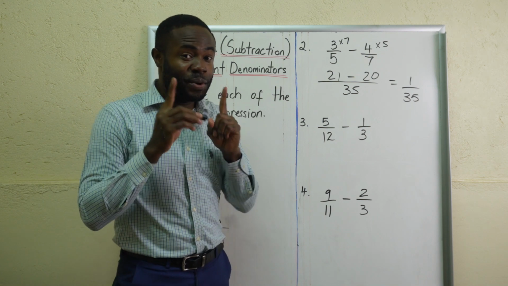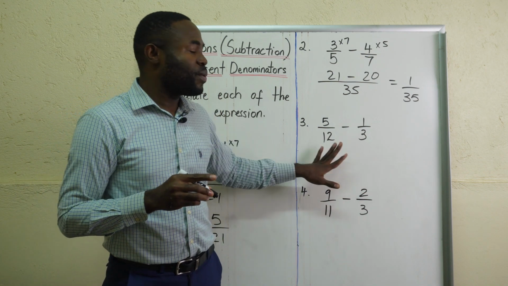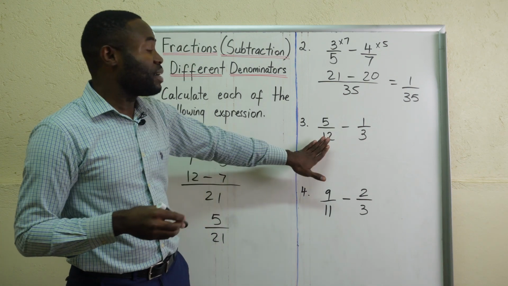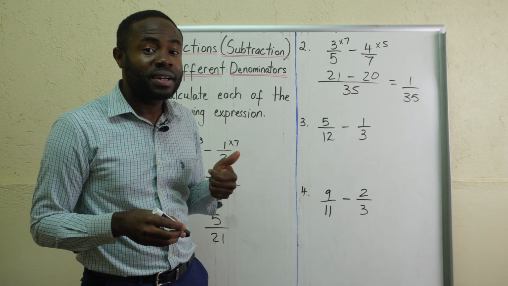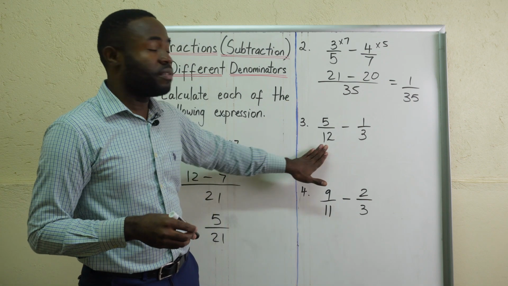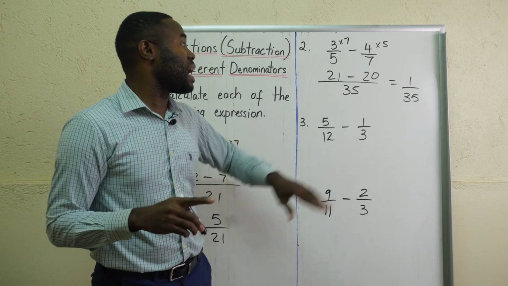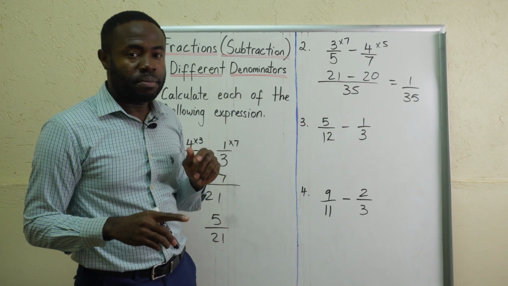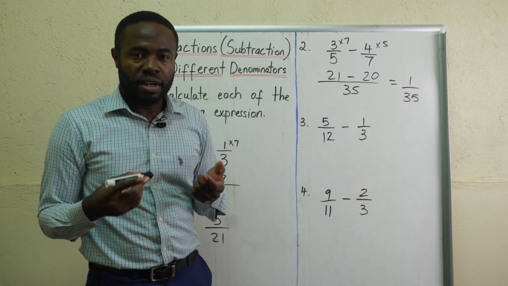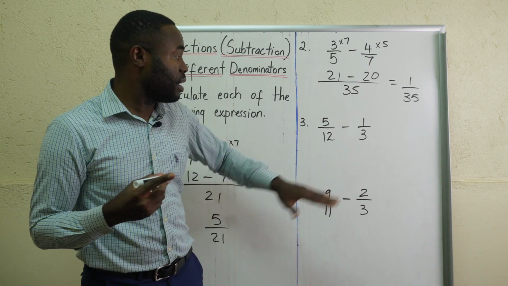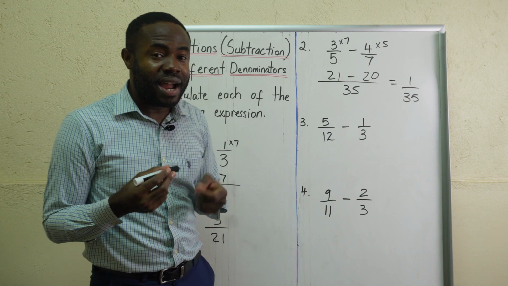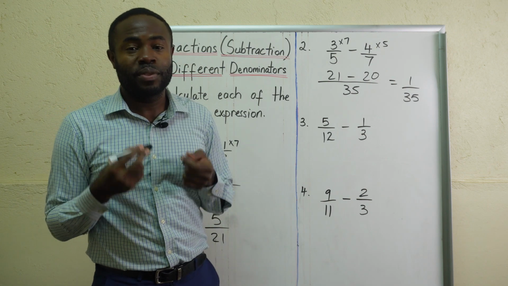For number 3, if you look closely in this one, you'll notice that one of these denominators is a multiple of the other, right? That simply means that what? 12 is a multiple of 3. So if you check it 3 times, it's 3, 6, 9, 12. That means 12 is a multiple of 3. When that is the case, I do not recommend this approach. Why? Because when you multiply 12 times 3, you get what? 36. Now, 36 is a common multiple of these 2 denominators. However, it is not the what? Lowest.